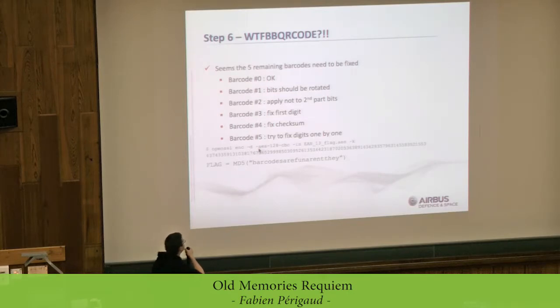Number one is fixing the first digit. Number four is fixing the checksum. And the last one was a bit what the fuck barbecue, and we had to try to fix each digit one by one. And in the end, we have the AES key allowing us to decrypt the flag. I hope you like this one.